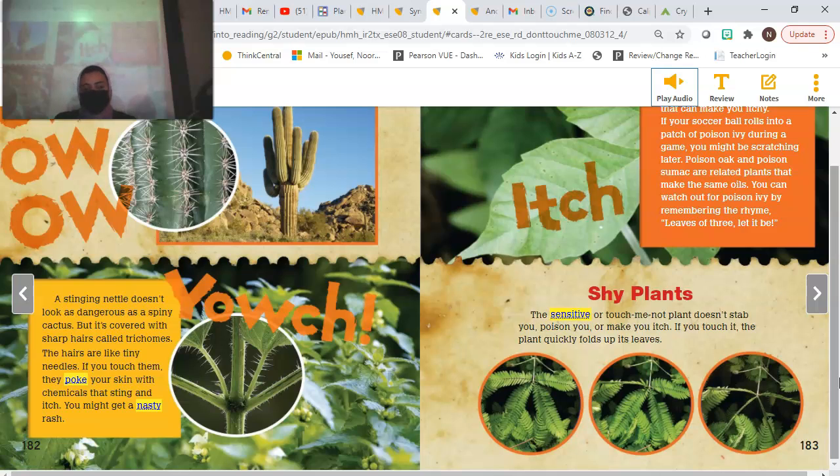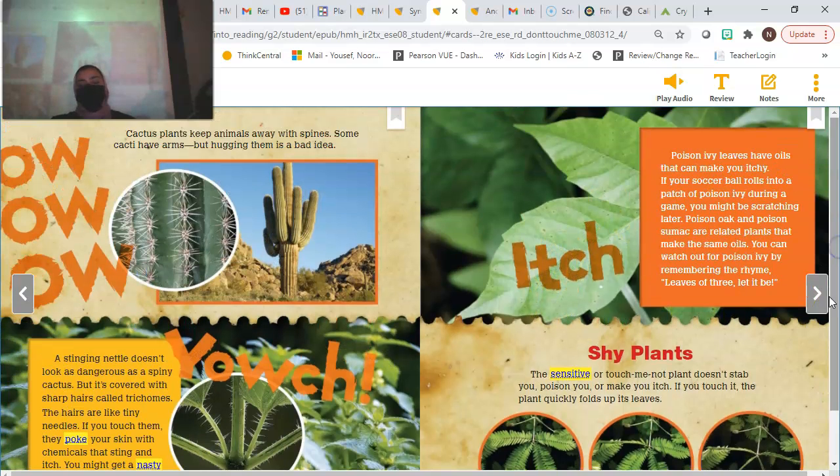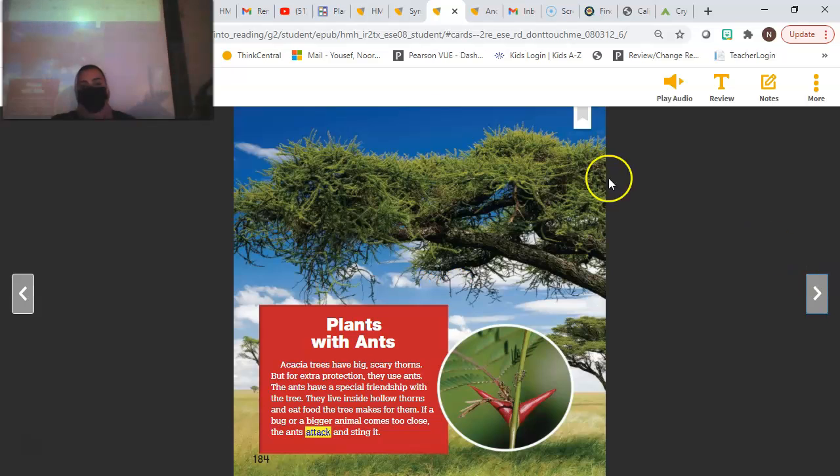The ones that we learned about here, like the cactus, they have what? They have sharp thorns or edges that can hurt you, right? That can like cut your skin open or something. How about the shy plants or the poison oak plant? What do those do? Make you itchy. They make you itchy. Very good. All right, let's keep going.